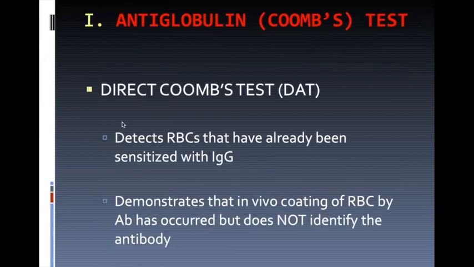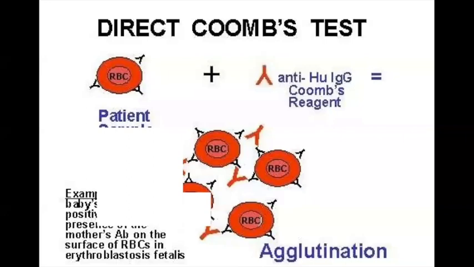Now, there are 2 kinds of Coombs test. The direct Coombs test detects RBC that have already been sensitized with IgG, and this demonstrates an in vivo coating of RBC by antibody has occurred but does not identify the antibody. So this is an example. Patient, the antibody, then the cause of agglutination. So baby is positive, with the mother's antibody present on the surface of RBC in erythroblastosis fetalis.